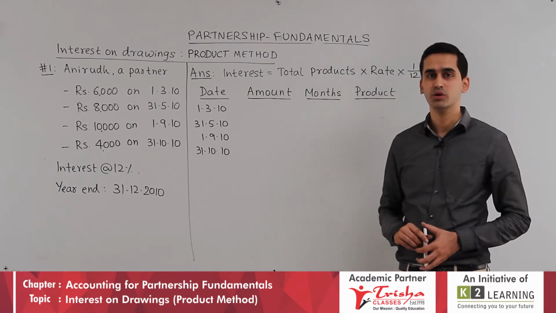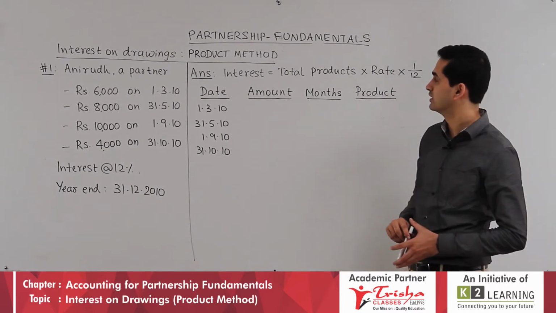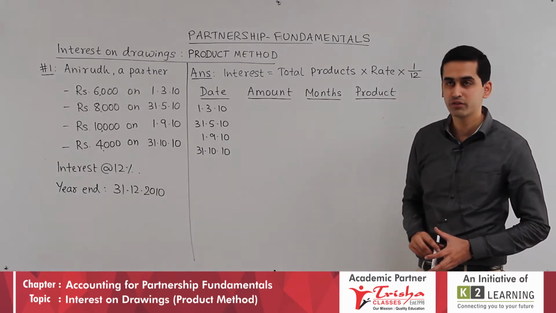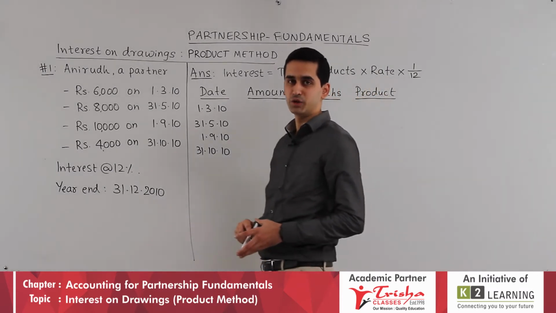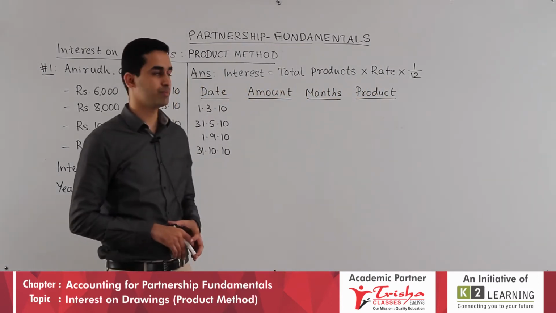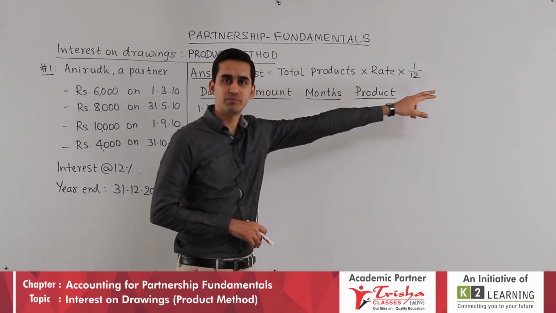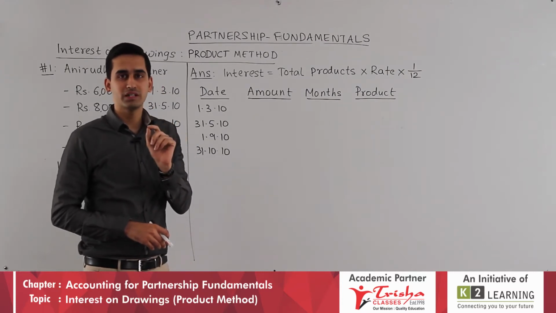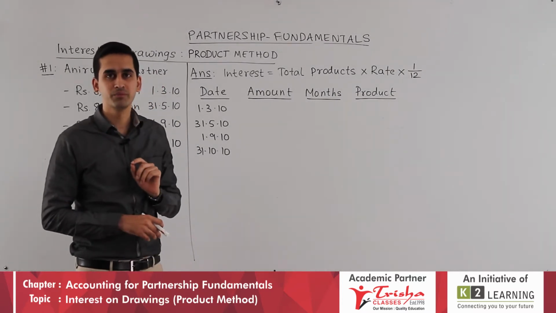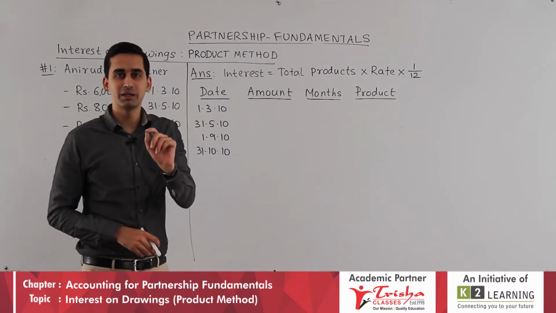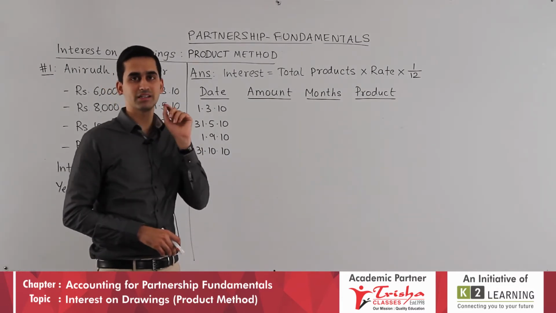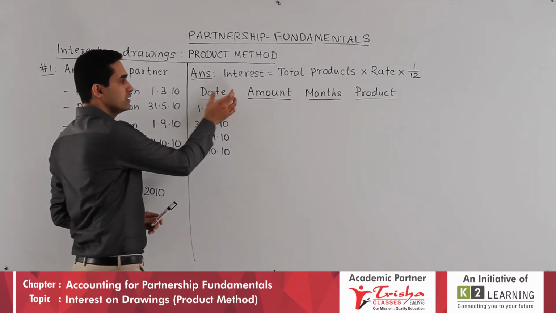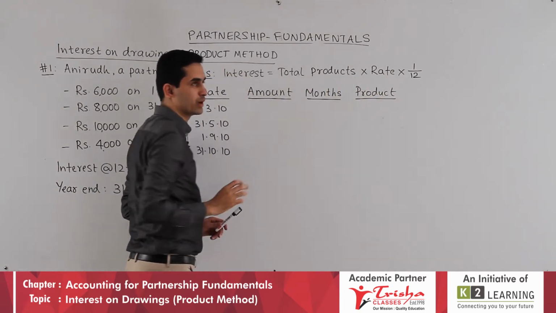Friends, as I told you, what is the formula for calculation of interest here? Interest is equal to total products multiplied by rate of interest multiplied by 1 by 12. First we have to calculate total products. Rate is given in the question, 1 by 12 can be easily multiplied. Now what is total products? Total products is the sum total of all the withdrawals multiplied by outstanding months. Let us take 1 by 1. There are 4 columns in the table, that is date, amount, months and product.